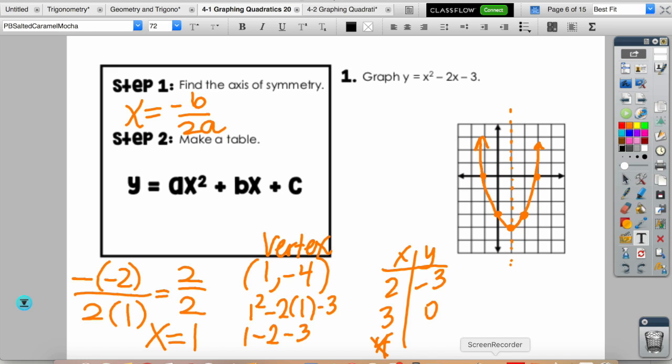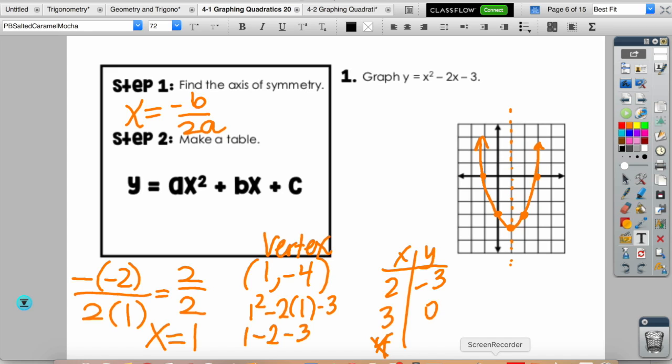What's A in this problem? It's 1. It's the number that's in front of your x squared. What's B? Negative 2. What's C? Negative 3.